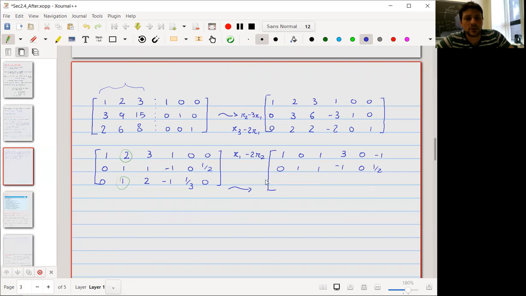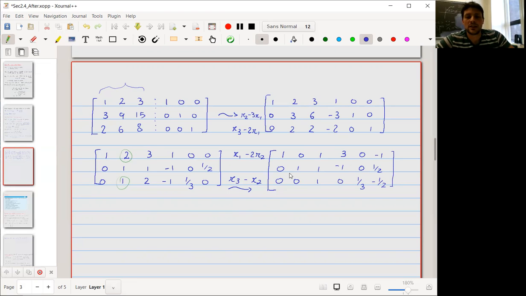And the third row, I will replace with itself minus the second. I'll subtract the second row from the third. So I get 0, 0, 1, 0, 1/3, and then I have minus 1/2.